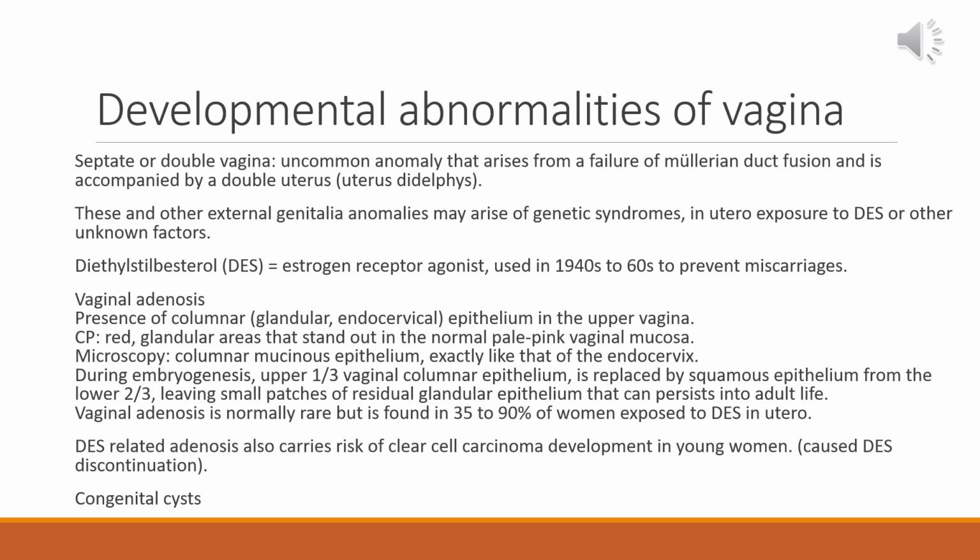It led to the discontinuation of using this. Now keep in mind that estrogen receptor agonists are still used today for many other reasons, but we will not use them to prevent miscarriage because we don't want to precipitate this. Keep in mind that you can see it. When you look, for example, on colposcopy, you will see redder areas than the normal pink vaginal mucosa.